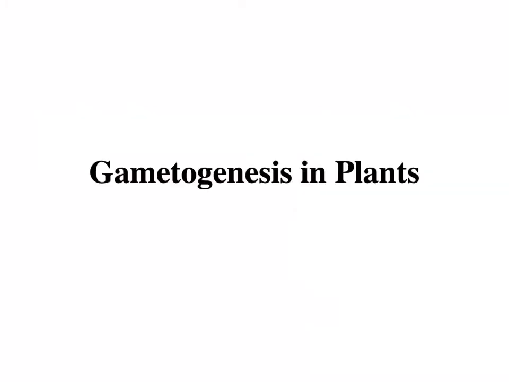So today we will be looking at gametogenesis in plants and particularly in the flowering plants. First of all, we will focus on the male gamete formation that takes place in the anther of the plant. To start with, we have a diploid pollen mother cell as you can see on your screen. This is the diploid cell that divides by meiosis.